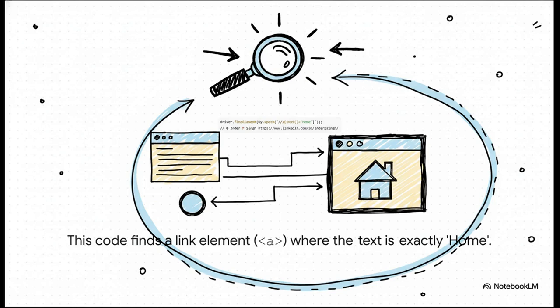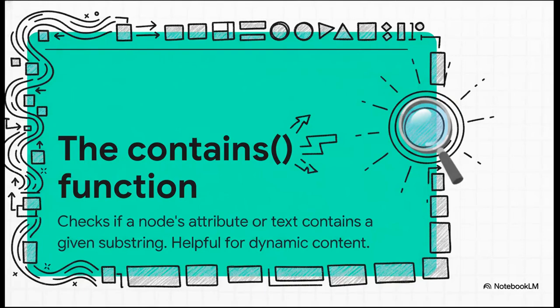It's clean, it's super readable, and for any element that has static text, it's incredibly effective. Okay, but what happens when the text isn't static, or what if you only want to match part of it? Well, that's where the contains function comes in and becomes an absolute lifesaver. Instead of demanding an exact match, contains just checks if an element's text or one of its attributes contains a certain piece of text. For anything with dynamic content, this is invaluable.